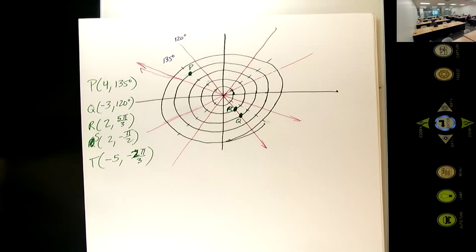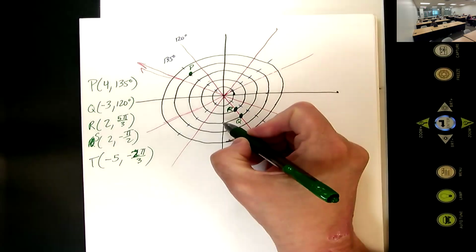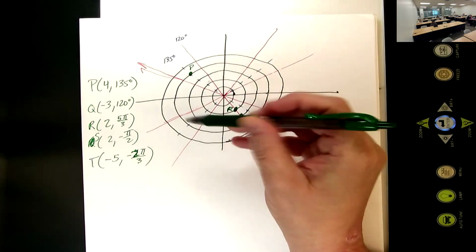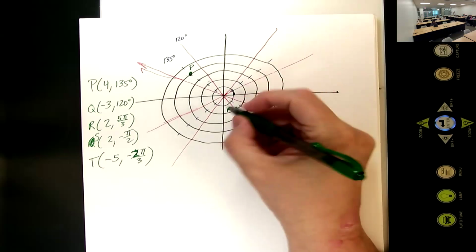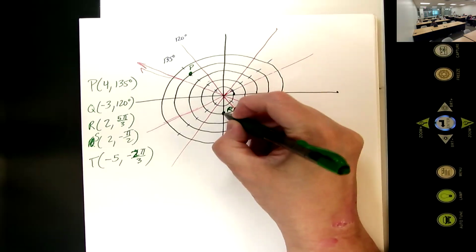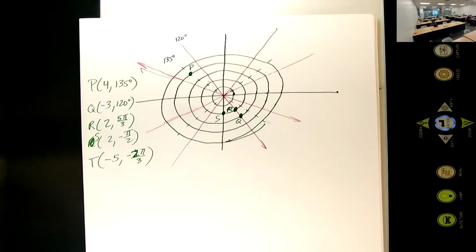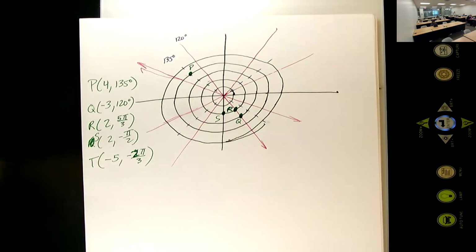Where's S at? Down. We're going straight down and we're going 2, which should put S right next to R. I just randomly spit out radii and angles, I didn't realize I was clustering them. That's awesome.